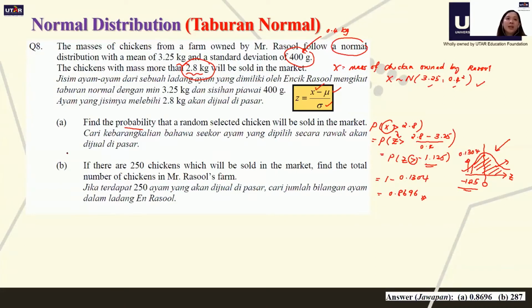Okay, let's look at part B now. Part B: if there are a total of 250 chickens to be sold in the market, how many chickens in total are there in the farm?